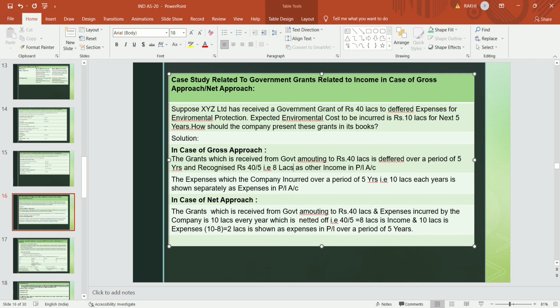In the net approach, the 8 lakhs income and the 10 lakhs expense are netted off, and the rest is expensed in the P&L. In this case, the expense is more than the income, so the difference is charged to the P&L as an expense.